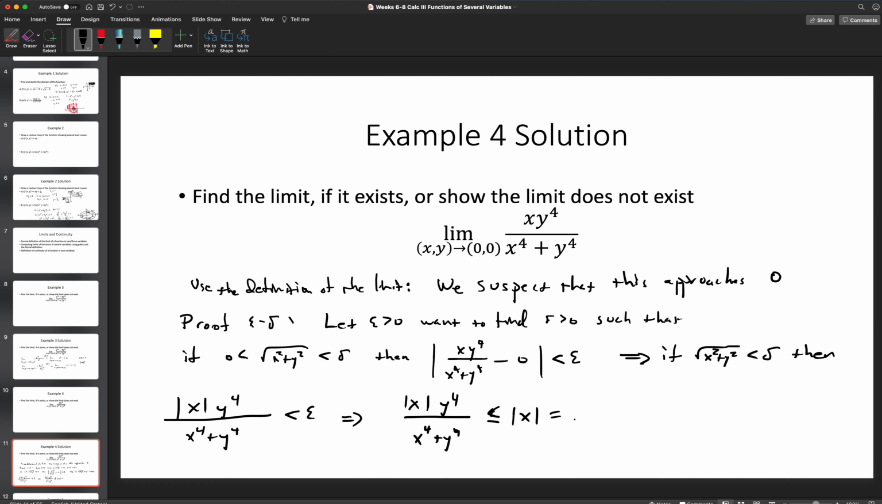Now that's equal to the square root of x squared, for any x value that we can choose. Of course it has to be positive in this case, which is always going to be less than or equal to the square root of x squared plus y squared, right?